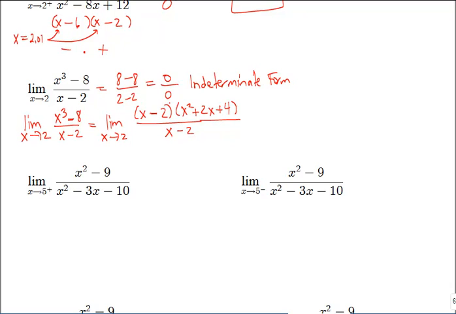Now, luckily for us, these x minus 2's cancel out, so the limit is going to be the same as the limit of whatever x squared plus 2x plus 4 gives me. And that I can plug 2 into and get a value for. 2 squared is 4, plus 2 times 2 is 4, plus another 4 gives me 3 4s, or 12. So this limit is 12.